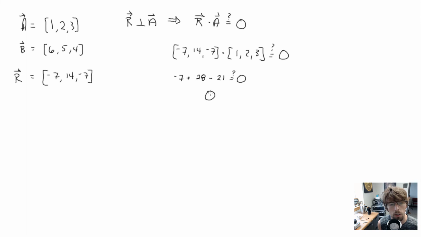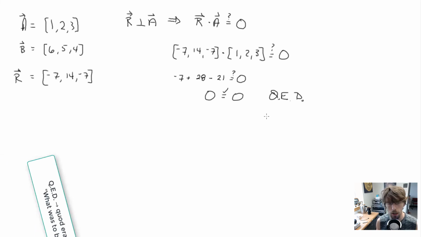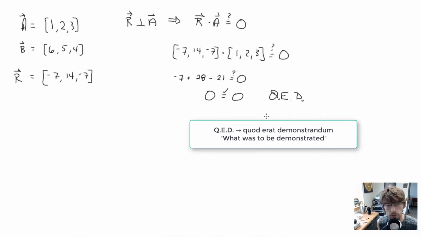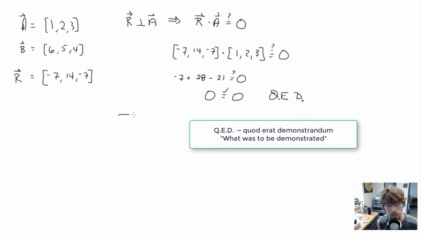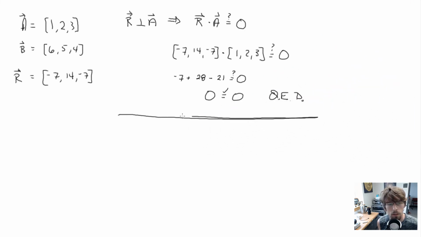And we say, ho-ho! Howdy, howdy! And if you want to be really fancy, you put something like QED. That's Latin for booyah! No, it's some Latin phrase, something like "which was meant to be shown." Okay? So this shows us that R is indeed perpendicular to A.